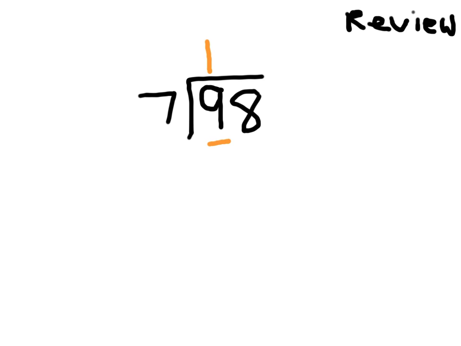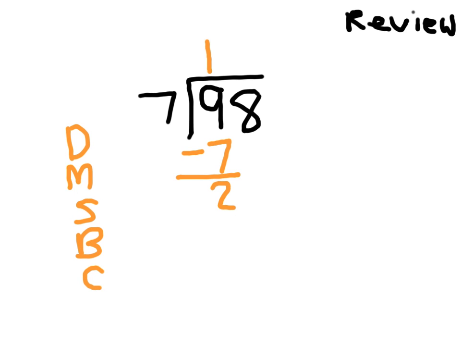1 times 7 is 7. What am I going to do with the 9 and 7? Subtract. Correct. What is our next step? We bring down. What are we bringing down? The 8. And where do we put the 8? Next to the 2. At this point, after we bring down, we're going to go back to the division step. And 28 divided by 7 equals what? 4. Where do we put the 4? Here? Hope not. We put the 4 here in our answer.